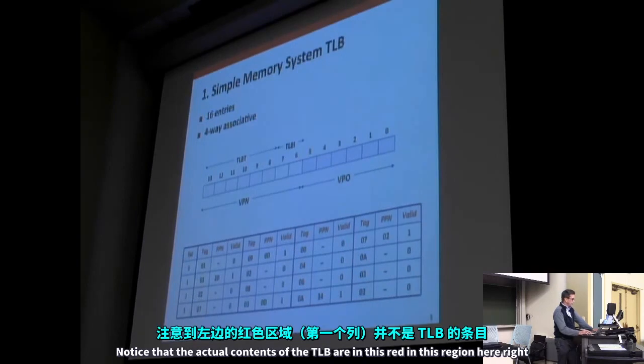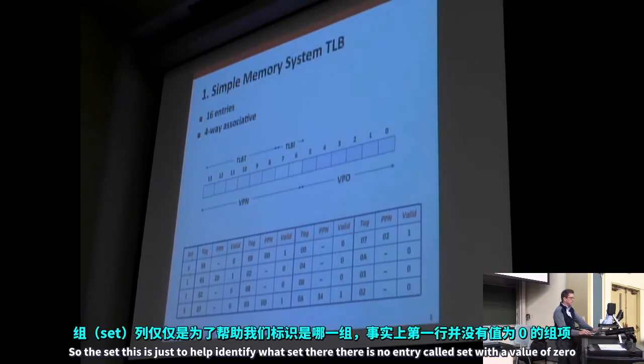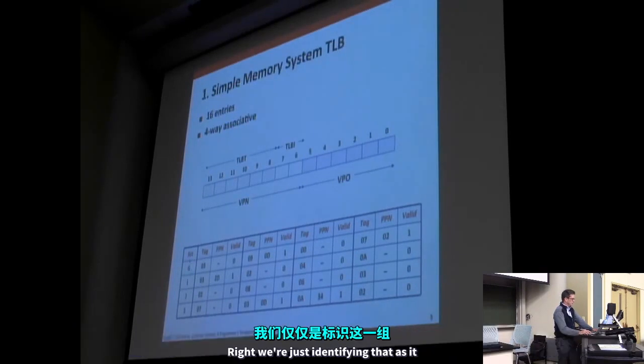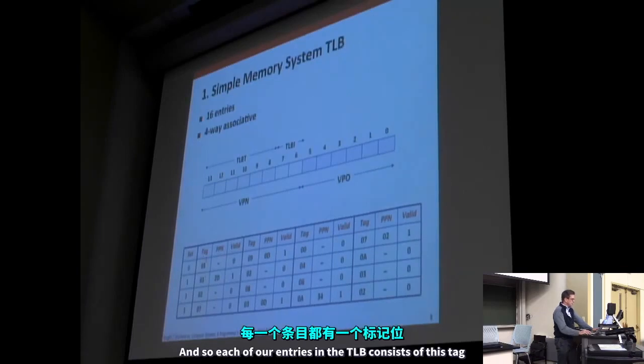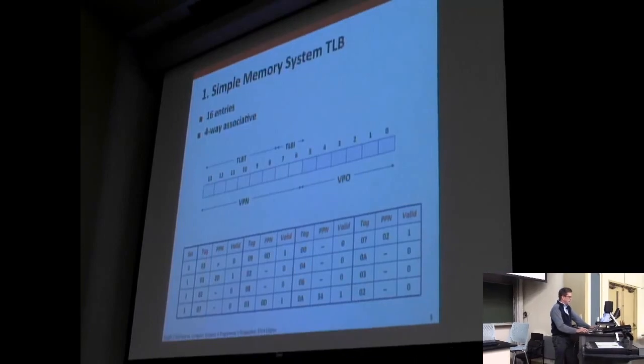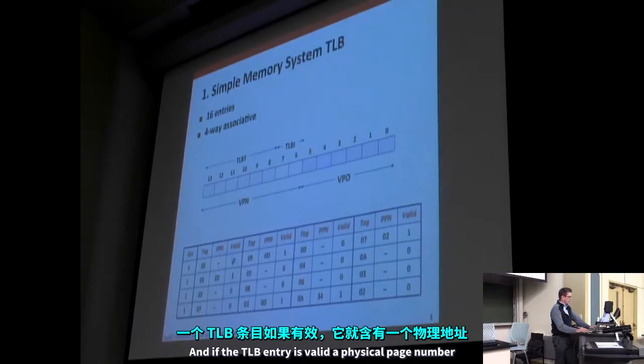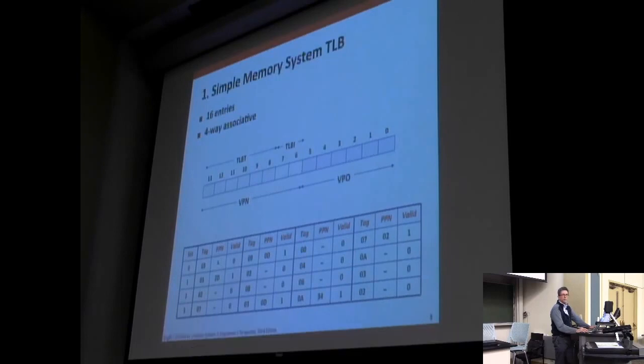Now notice that the actual contents of the TLB are in this region here. The set column is just to help identify the set. There is no entry called set with a value of 0. We're just explicitly listing the index. And so each of our entries in the TLB consists of this tag, and if the TLB entry is valid, a physical page number.